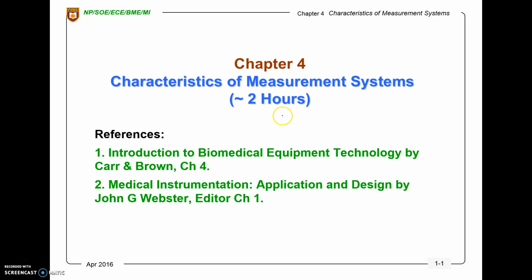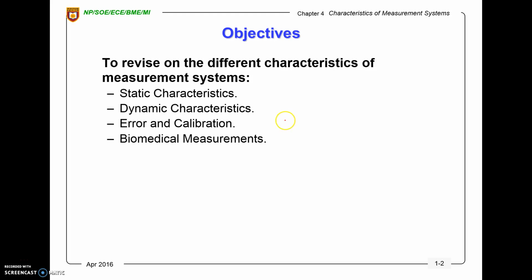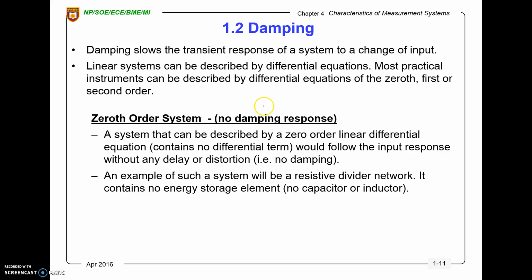Hi guys, continuing from the previous part, we're still on the topic of characteristics of measurement systems. So I'm going to talk a bit more on the dynamic characteristics. So let's talk about damping.